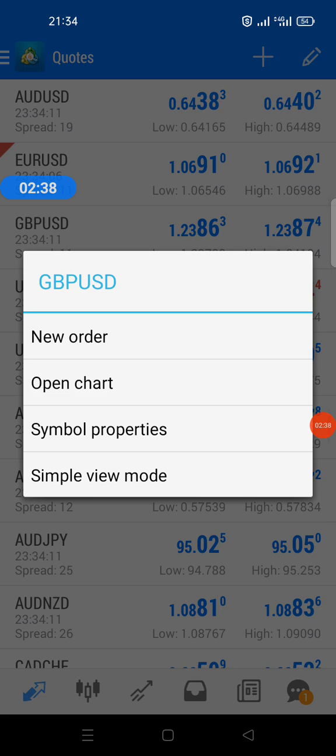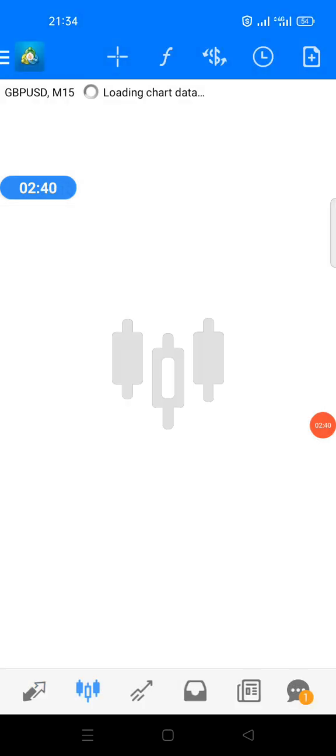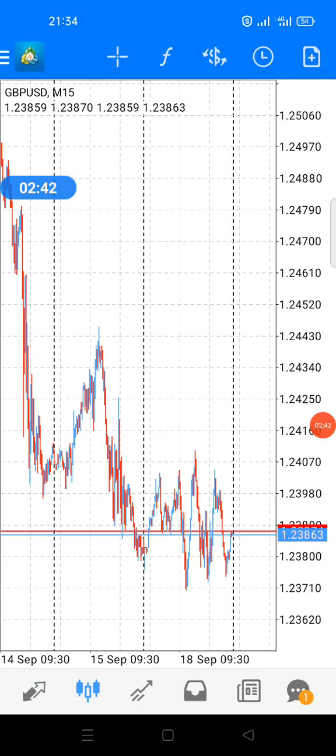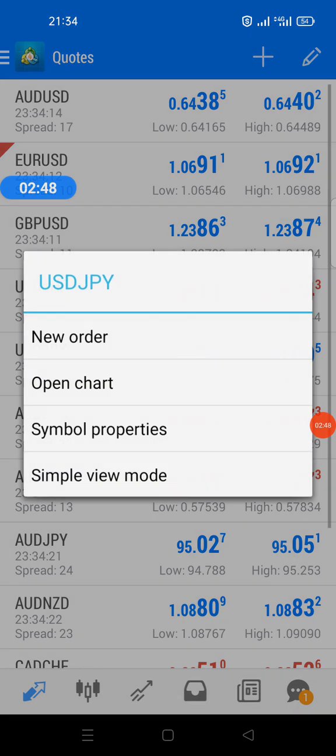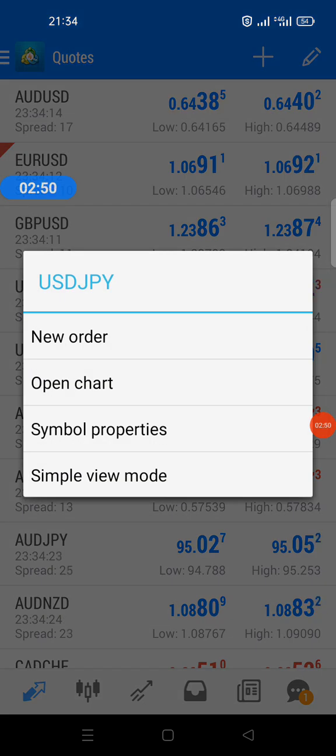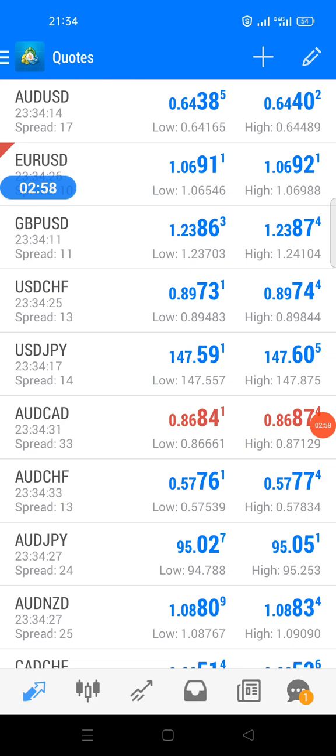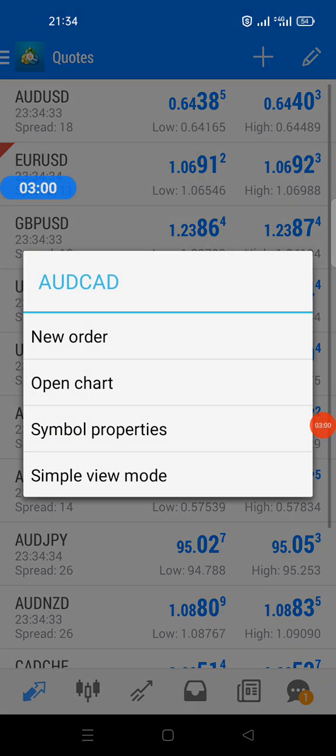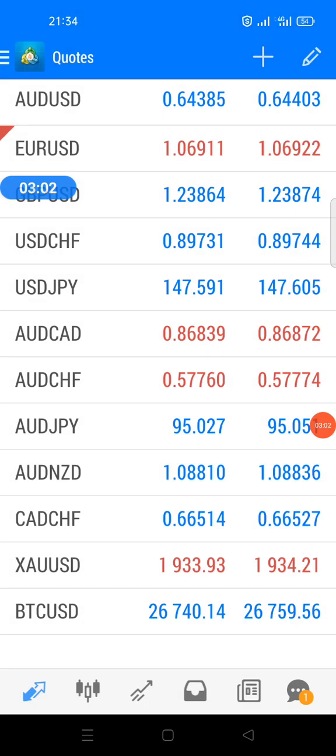Now, the second one is if you want to open up the chart of a particular market. You can open up the chart there. Then the third one has symbol properties. I don't use it. But the fourth one is your simple view mode. This, for example, is your advanced view mode. So if you click on simple view mode, it's going to look like this.